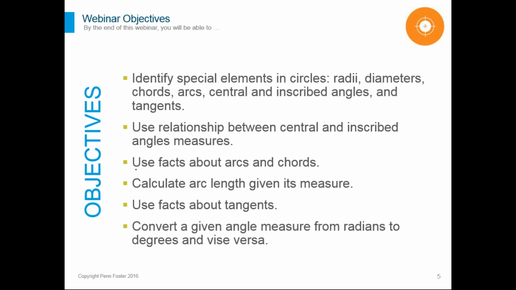Today we'll look at the circle, just the elements of a circle. We're gonna look at the angles in circles, central and inscribed angles, and we will learn the relationship between these two types of angles. We will learn about some facts about arcs and chords in circles. We will know the difference between the arc length and the arc measure. We will look into the tangents in circles, and also we will see how we can convert an angle measure from radians to degrees and vice versa.